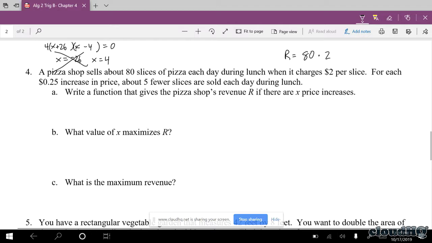We take the number of slices times the amount of money, but they're saying they're going to increase the price by 25 cents at a time. Maybe we'll do more than one 25-cent increase, but for every 25-cent increase, we're going to sell 5 fewer slices. So here's how we're going to do this. We've got the price, we've got the number of slices, and when we multiply those together, that equals our revenue.